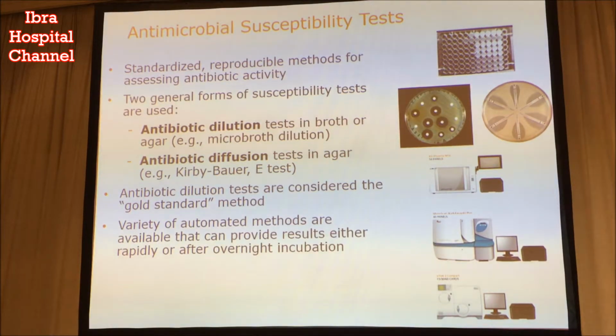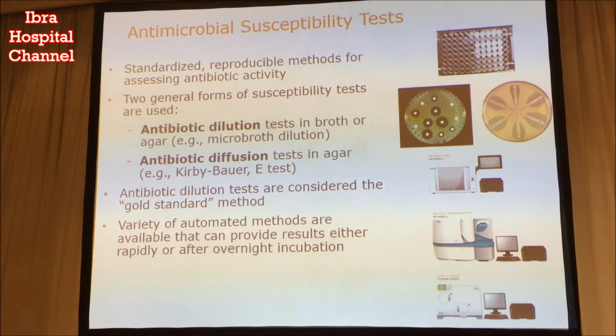We have antibiotic dilution test and antibiotic diffusion test. The dilution test means that you take a series of antibiotic concentrations and they're diluted either in broth or in agar. The antibiotic diffusion test means that you put the antibiotic concentration in a disc or in a strip, and that's applied to an agar plate, where you measure the ability of the antibiotic to inhibit the growth of the organisms that had been inoculated on the plate.